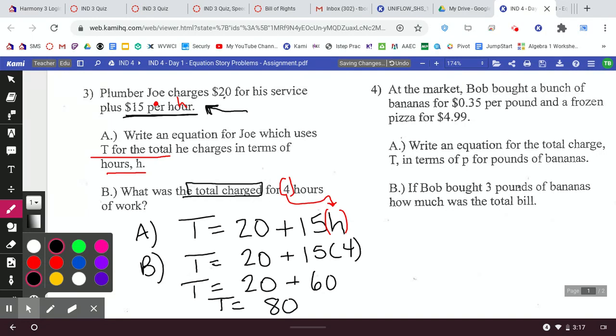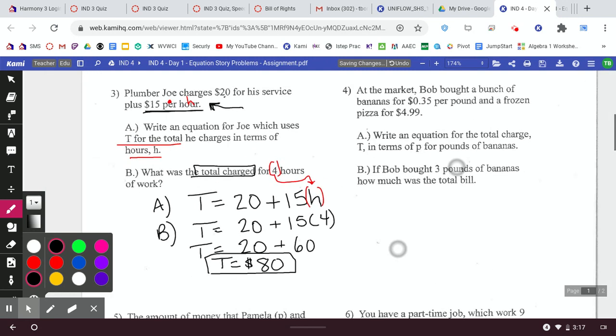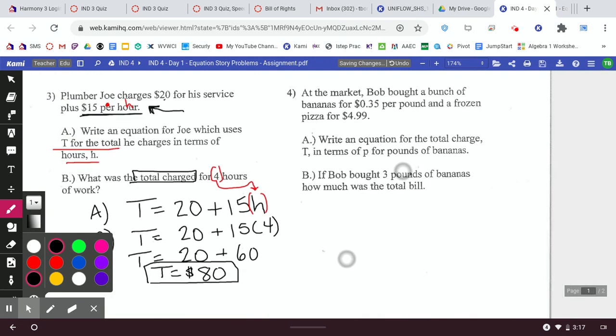So our answer needs to be the total charged was $80. And so that would be your final answer there. Okay. Now, number 4 is very similar.